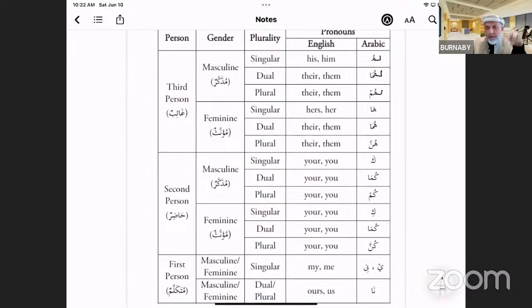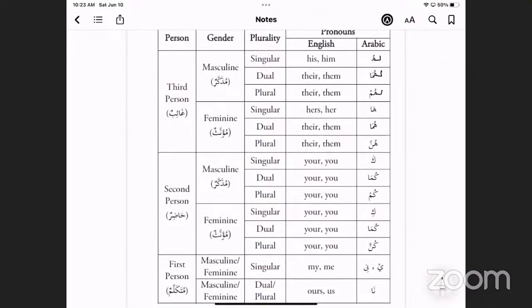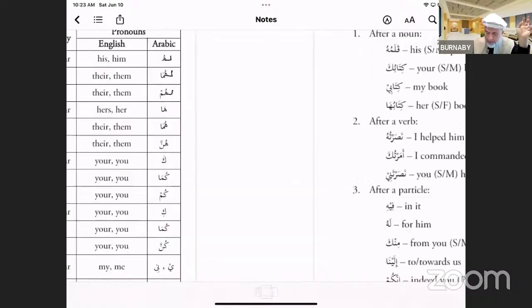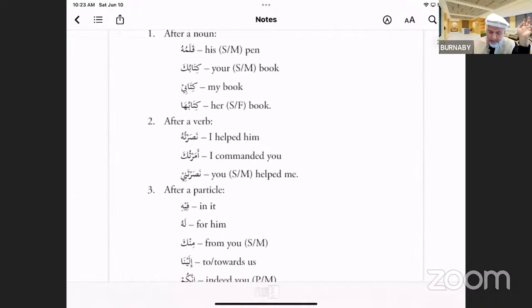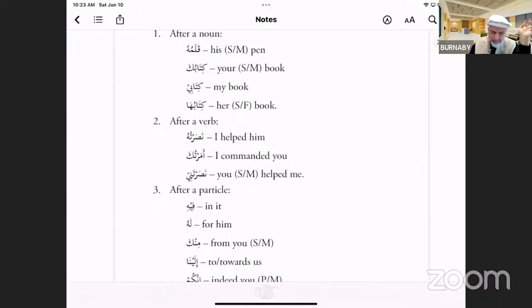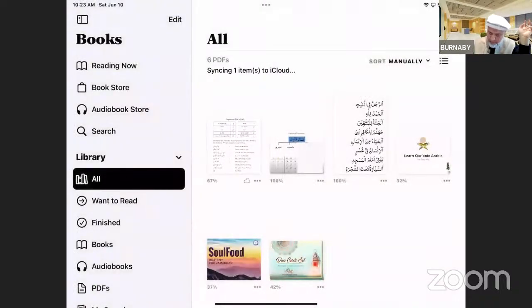Lahum will be for all of them. Making sense? Okay. So before I go into this, let's try one more thing. Over here, we need to understand what these are. Let's see if I get out of here. I want to show you this page.